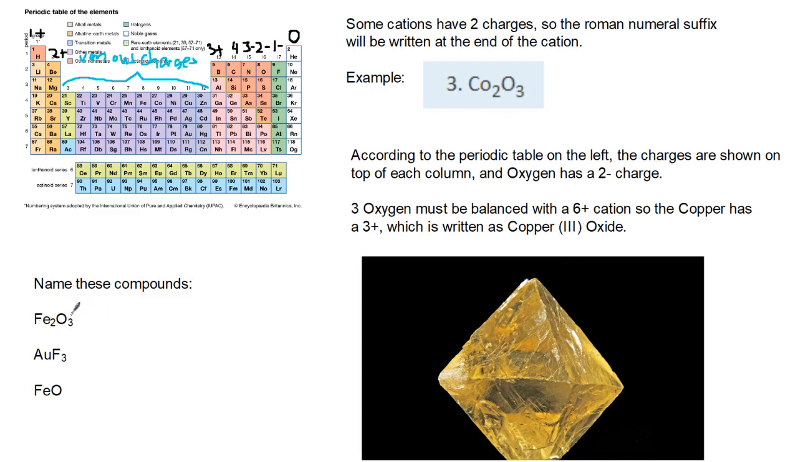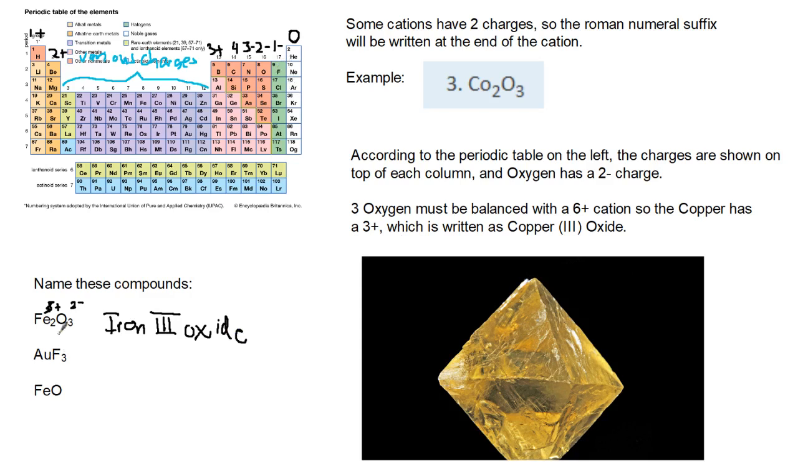Now name these compounds: Fe2O3, right? Oxygen has 2 minus charge, so the 3 oxygens have 6 minus charge in total. Each iron will have 3 plus charge, because 2 times 3 is 6, and that 6 balances out the 6. So it'll be iron 3 oxide.